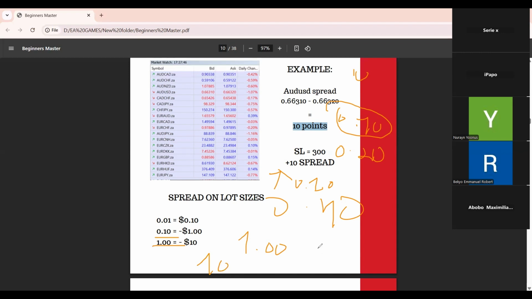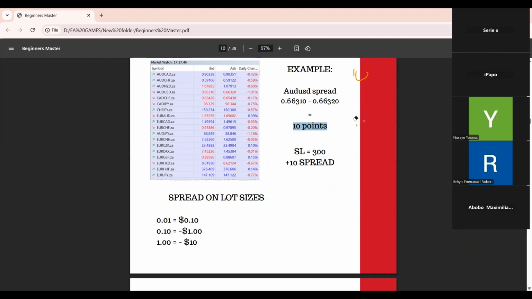So if you're in a drawdown of $20, just know that your spread is also included here. It's not just the market moving against you. Your spread is also included. So if you're putting your SL, try your best to add your spread to it. Just know that your spread is actually included. So don't neglect it and say you hit SL, you never knew that.